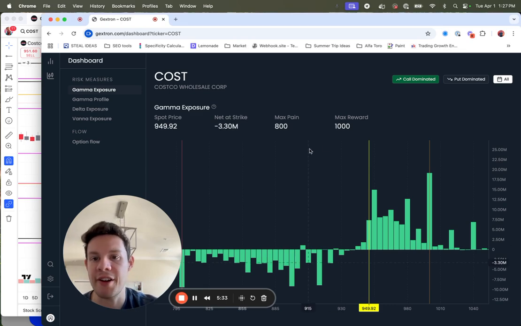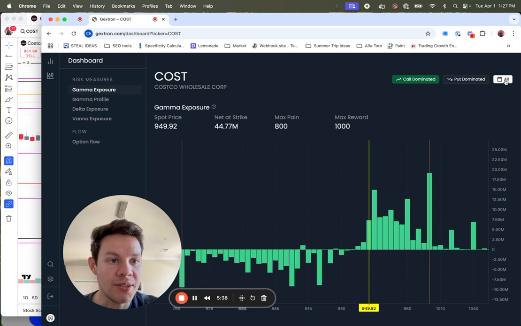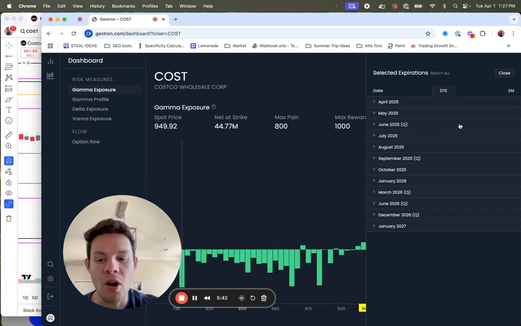So let's take a look at how I figure this out. When I look at the market, I like to go to the expiration tab here, because it shows me all the available expirations for Costco in this case.